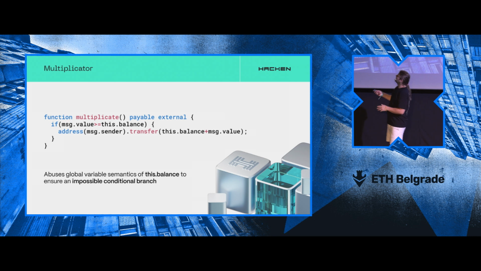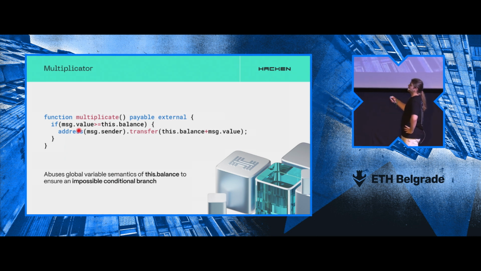A multiplicate function like this. It's a multiplicate function on a contract. It's payable, which means it can receive funds. It's external, which means it's callable by pretty much anyone. And it has just 2 lines.